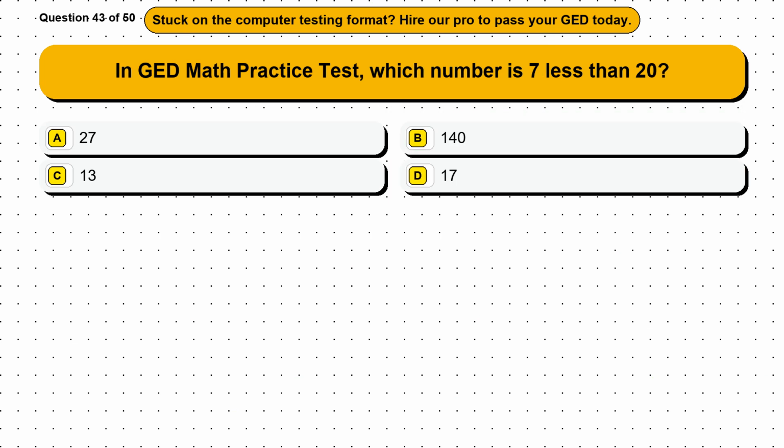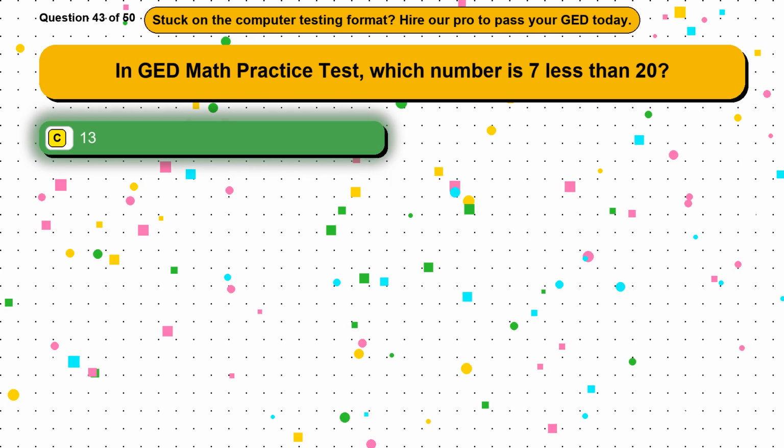Question 43. In GED Math Practice Test, which number is 7 less than 20? Option A, 27. Option B, 140. Option C, 13. Option D, 17. The correct answer is option C, 13.